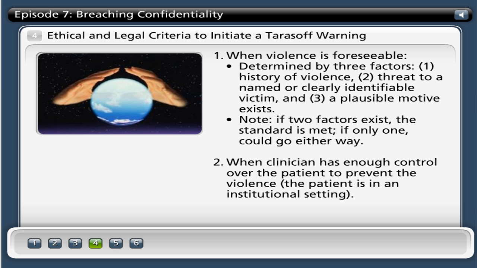If only one of these factors is met, it is really a situation where you could go either way, and clinicians should get ethical and legal guidance in terms of initiating a Tarasoff warning. The other criterion that is very important is that the clinician has to have enough control over the patient to prevent the violence, such that the patient is in an institutional setting or can be committed to an institution to make sure that they don't commit violence.